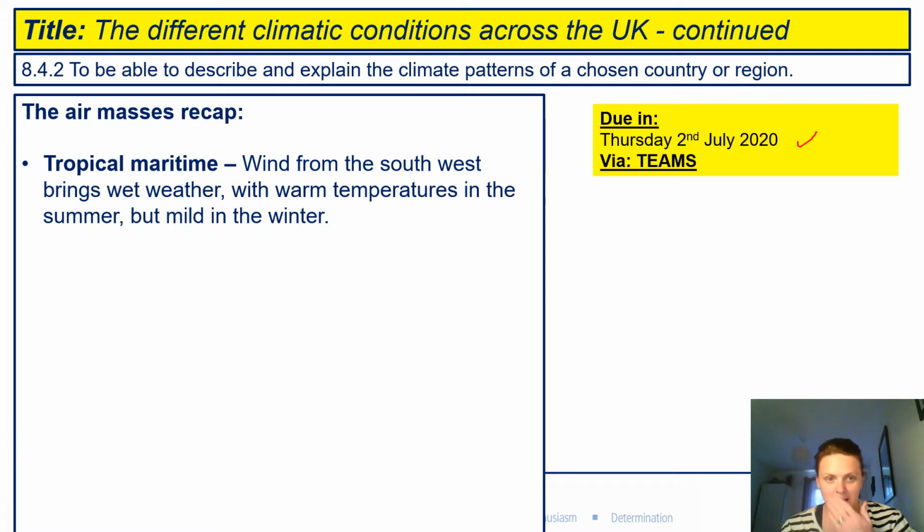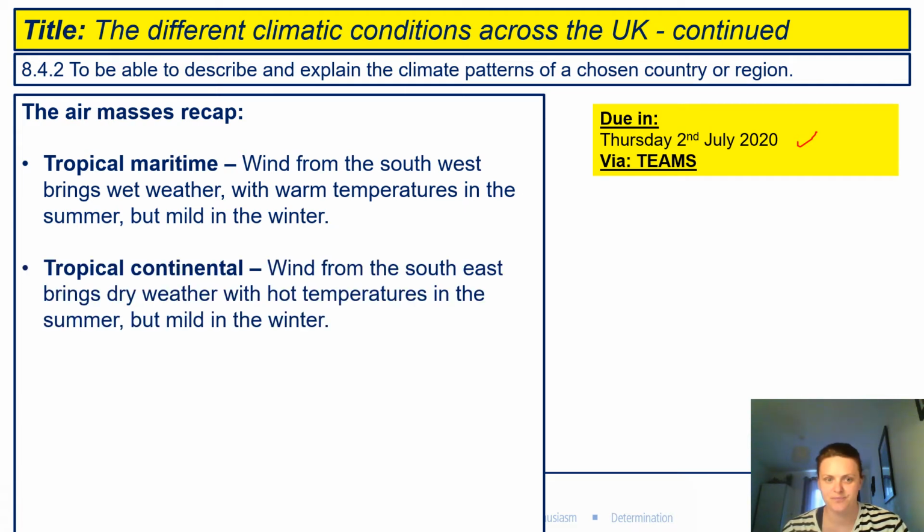Write these down if you haven't done it already, and these are the words we need to recap for this lesson. Tropical maritime. So this is when wind from the southwest brings wet weather, with warm temperatures in the summer but mild winters. Tropical continental, this is wind from the southeast and it brings dry weather with hot temperatures in the summer but mild in the winter.